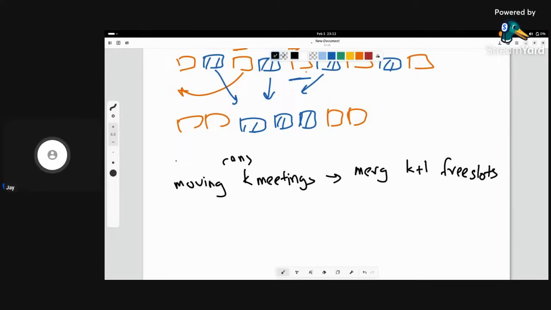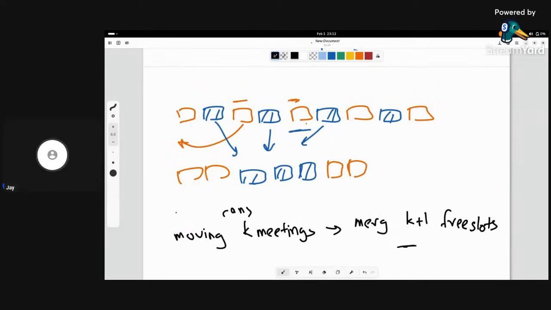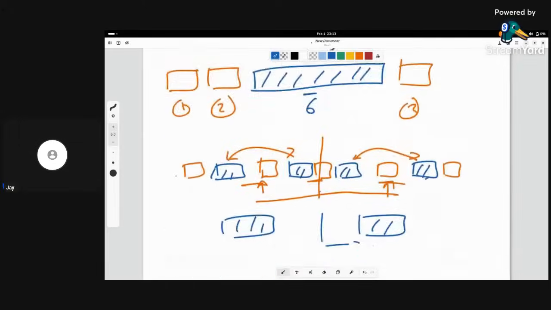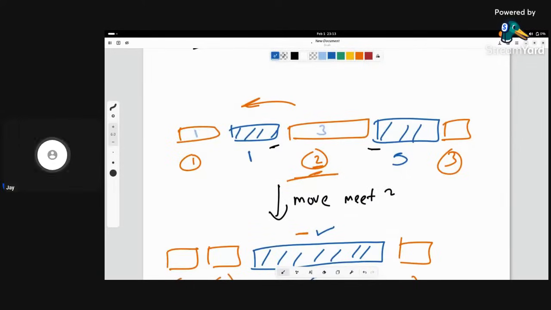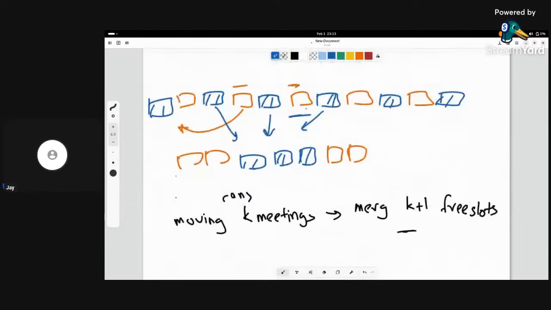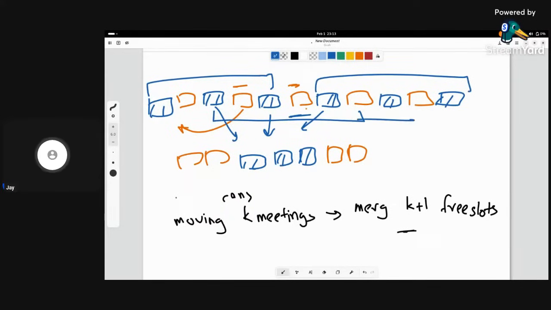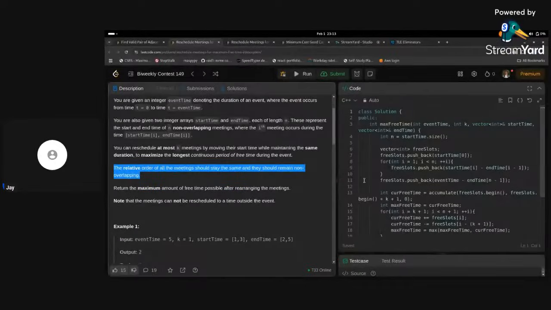And once you have this idea, what you can do is go over all the slots. There would also be a free slot at the start and at the end: a free slot starting at 0 up to the first start time, and a free slot over here up to this point in time. Then you can just iterate over all the possible windows of k+1 free slots and see the maximum amongst them, and that would be your answer.